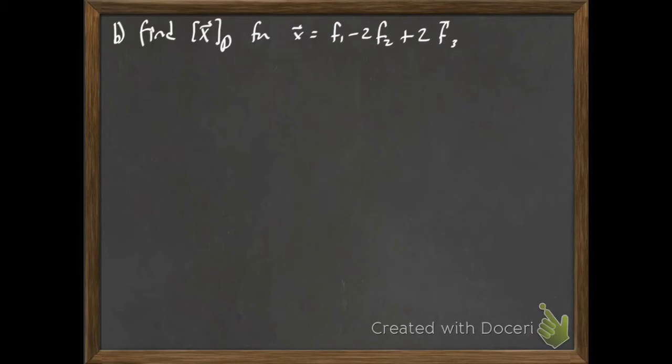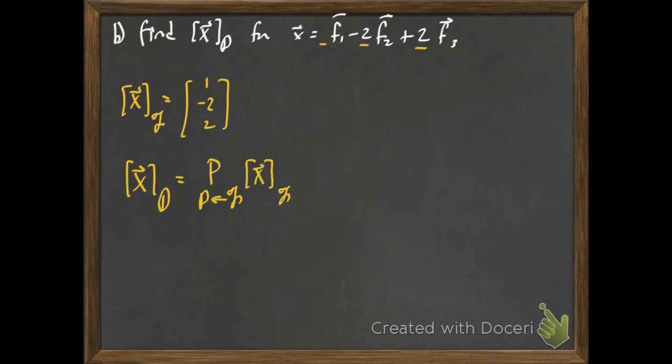Now suppose you're given a vector x. It's f1 minus 2f2 plus 2f3, and you want to find the D-coordinate vector of x. Well, the F-coordinate vector of x is easy enough to write down. Just try reading off the coefficients again. So the F-coordinate vector of x is 1, minus 2, 2.